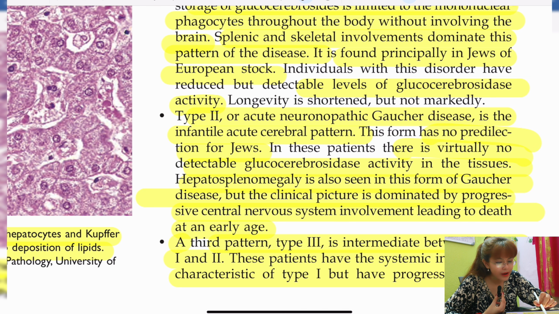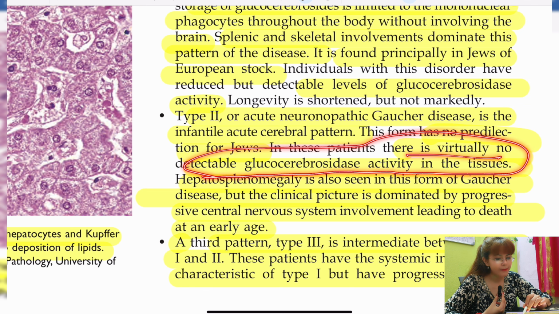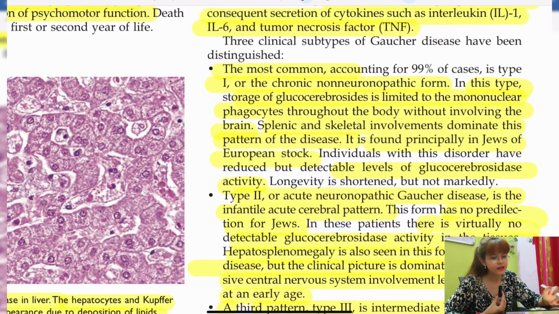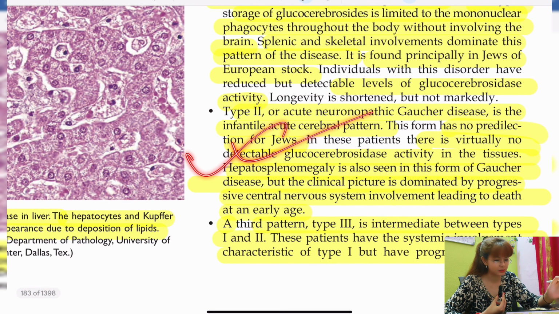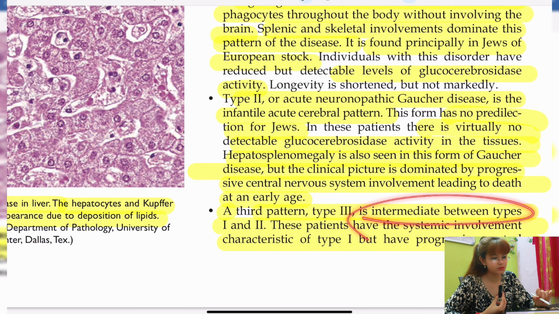Here the brain or the CNS is mostly affected, and you can see that there is no detectable glucocerebrosidase activity in this tissue. Hepatosplenomegaly is also seen in this form of Gaucher's disease, but the clinical picture is dominated by progressive central nervous system involvement leading to death. So here the phagocyte system, the spleen and liver, are mainly involved, but here the CNS is mainly involved. You also have a third pattern which has intermediate features between these.